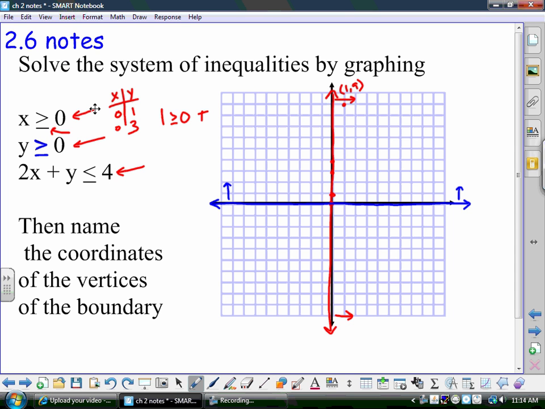Now we need to graph the third line. We have a couple choices. We can either solve it for y and graph it using y equals mx plus b, or we can use the cover-up method and figure out that the y-intercept is 4. And if we cover up the y's, we can figure out that the x-intercept is 2. So if I go to the y-axis and make a y-intercept at 4, and on the x-axis make an x-intercept of 2, I can graph my line that way.